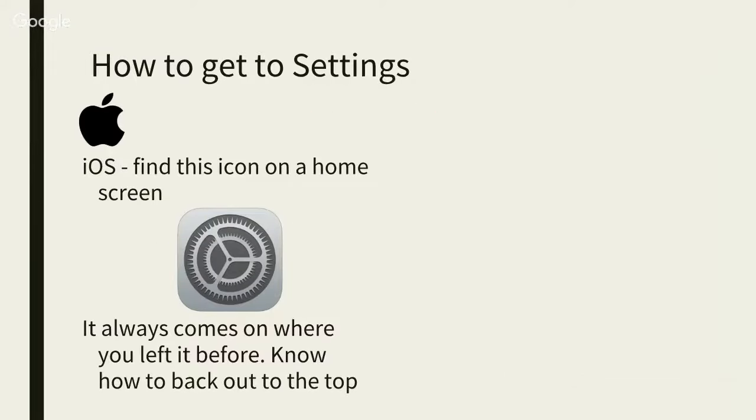First, you need to know how to get to settings. On the Apple, it's this icon. It's supposed to look like a set of gear wheels, or at least that's what I call it. I call that a gear icon. So it'll be on a home screen somewhere. And that is what always takes you to your settings. It is important to know, though, that it takes you to the settings screen at whatever position you left off. So lots of times I open settings on my iOS device and I don't recognize where I am. So you have to know how to go back so that you're back at the top level of settings.